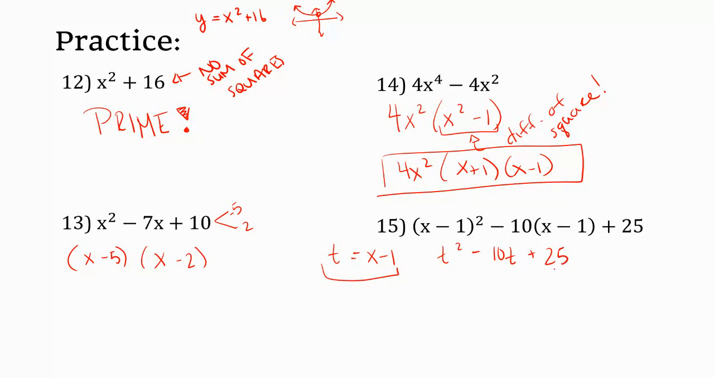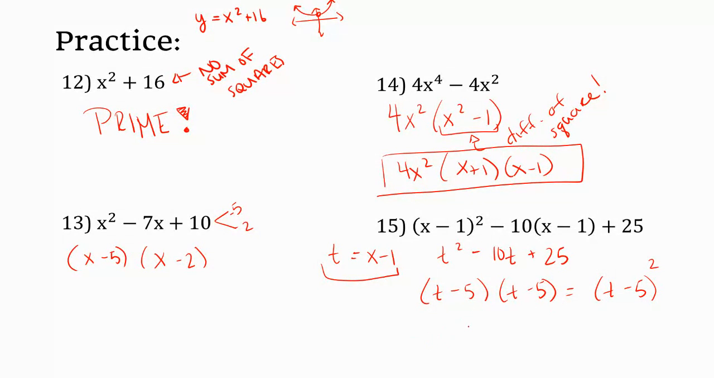Plus 25. Let's factor that. That's going to be (t minus 5)(t minus 5), right? Negative 5 and negative 5 give you negative 10 and 25. So that's a perfect square. So you've got (t minus 5) squared.